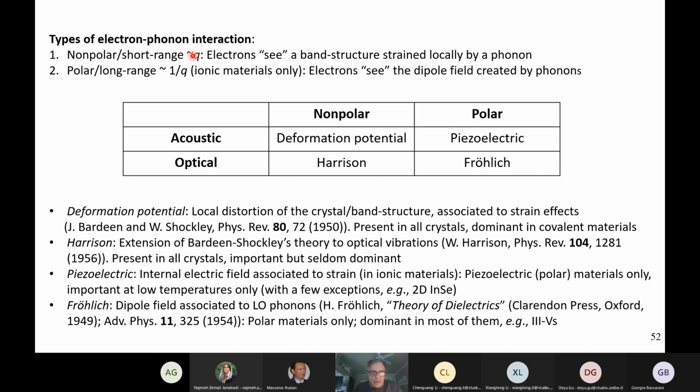So the difference is that the short range is proportional to the lattice displacement, the local displacement of the ions, and this is proportional to the wave vector. It gets stronger as the wavelength gets shorter. Instead, polar interactions are Coulombic, and Coulomb-like interactions, as I told you, have some Q in the denominator. I wrote 1 over Q, it can be 1 over Q squared, depending on the dimensionality. And this is for the potential, not the square potential that enters the interaction. So this is roughly qualitative behavior.